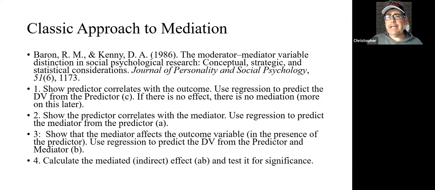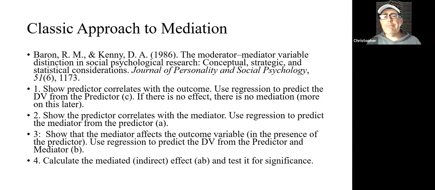This is typically this process. The Barron and Kenny approach is typically designated as 4 steps. In the first step of the process, we show that the predictor is related to the outcome. Here we run a regression analysis where we're predicting the dependent variable from the predictor. This creates the C path, that total effect. If there's no total effect, Barron and Kenny say, hey, stop here. You don't have any effect to mediate. There is some question around that we'll talk about at the very last set of slides.